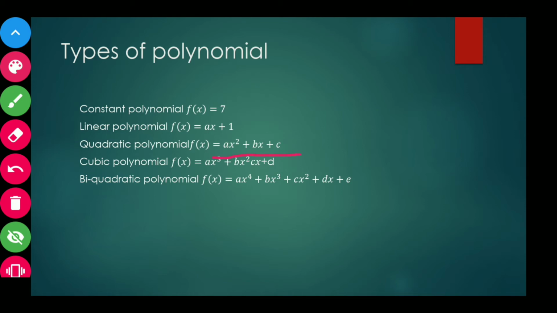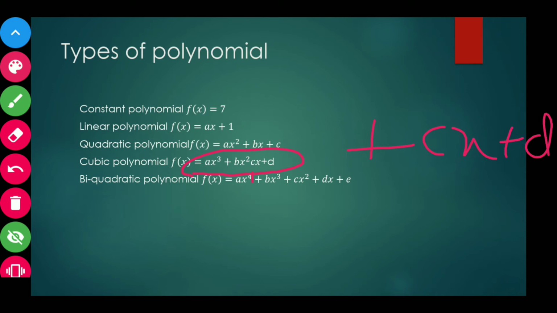The next one is the cubic polynomial. If the degree of the polynomial is 3, then it is called a cubic polynomial. The standard form of the cubic polynomial is given here. Here should be ax cube plus bx square, plus cx plus d. It should be like this.